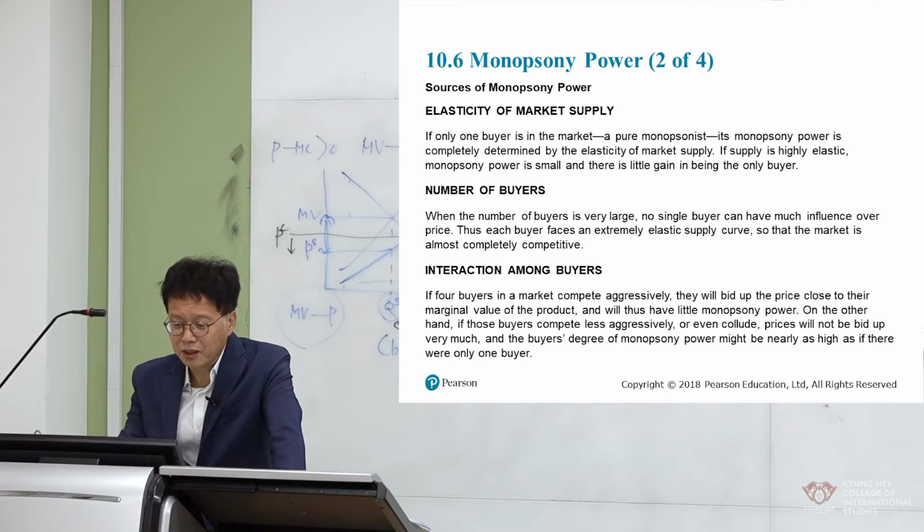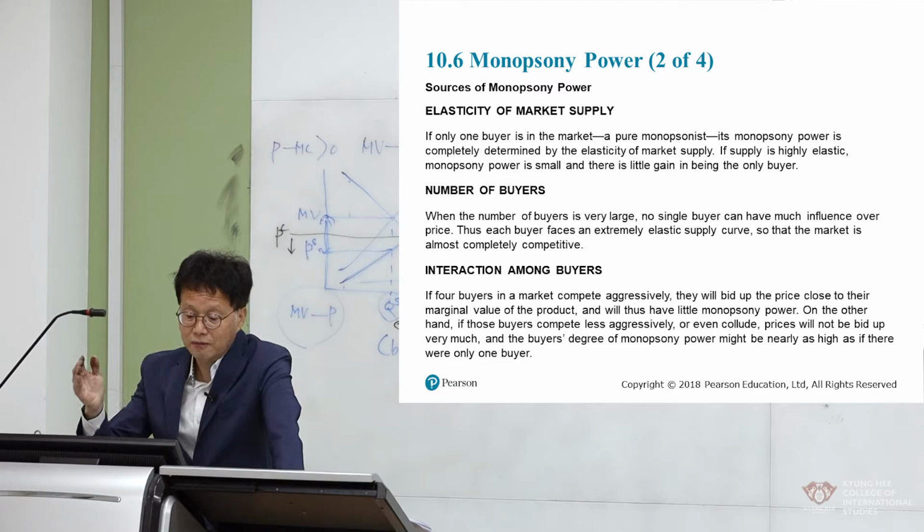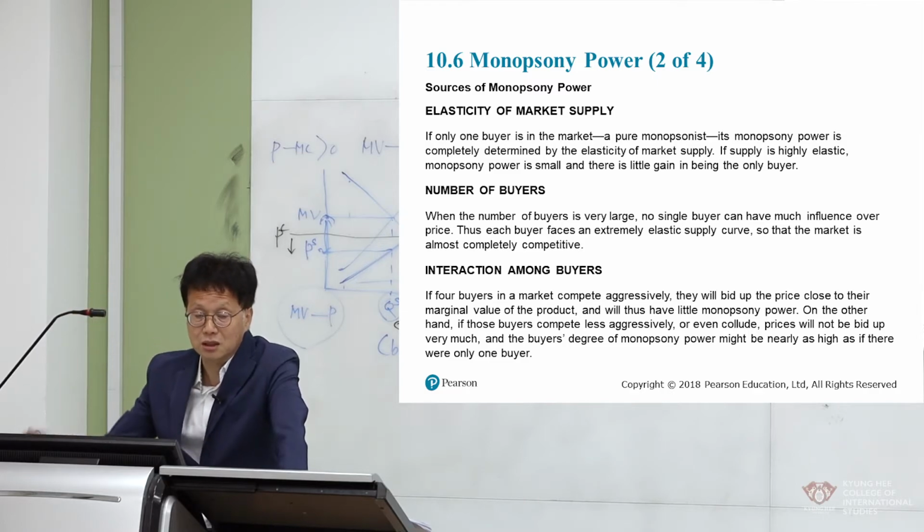And number two, number of buyers. The story is very similar to sources of monopoly power, right? In the monopsonic case here, number of buyers. When the number of buyers is very large, no single buyer can have much influence over price. Thus, each buyer faces an extremely elastic supply curve, so that the market is almost completely competitive. As the number of buyers increases, monopsonic power decreases and decreases.